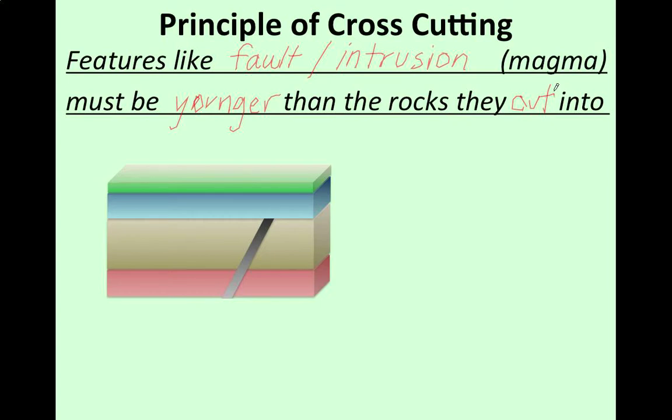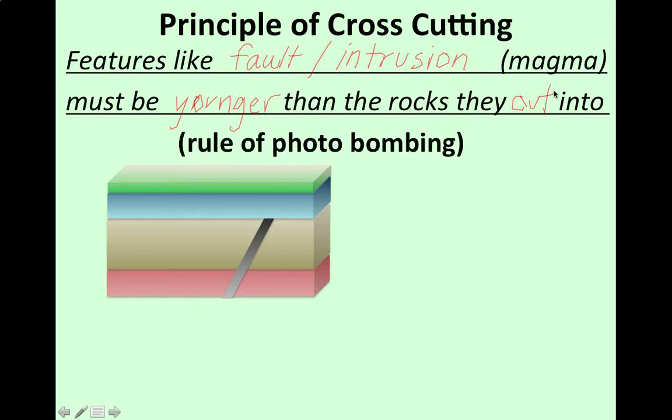Now I call this rule the rule of photobomb. Because what's happening here is these two layers already exist, right? These two layers existed when this igneous intrusion decided to pop in. So this guy is my photobomber. These guys are the people taking the picture. They had to exist first before this next layer came in.